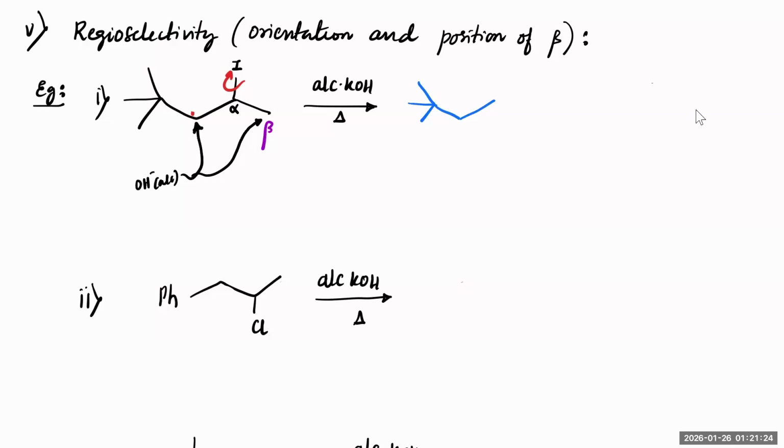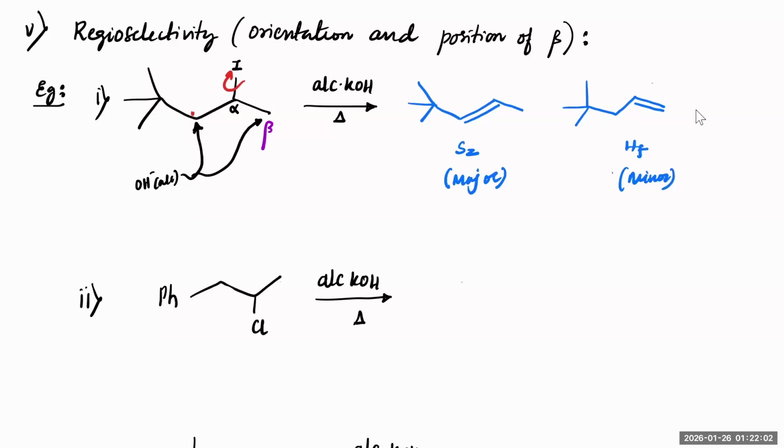So as the iodine goes away, you'll get a double bond on this position. And on the other side, we can have a double bond on this position. This is the Saytzeff product. This is the Hofmann product. Major product will be Saytzeff and minor product will be Hofmann. So one is major, the other one is minor.